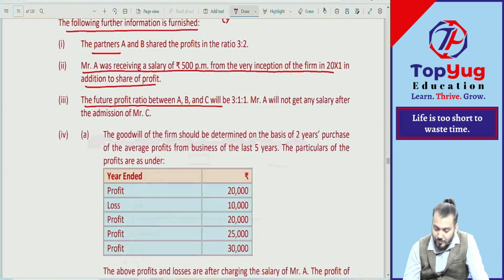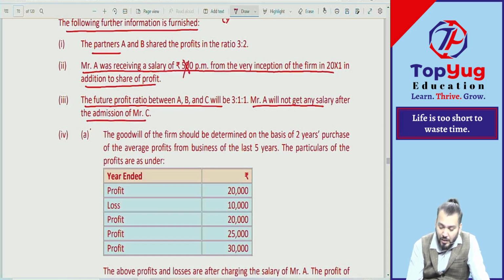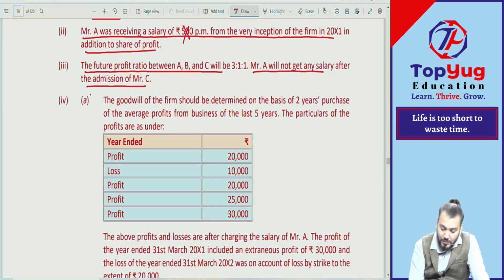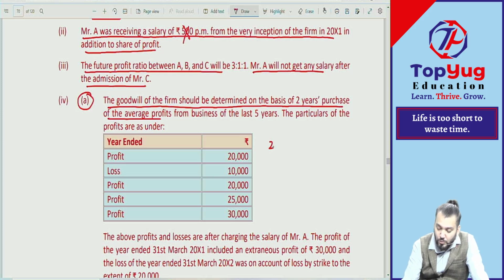Correct. Mr. A will not get any salary after admission of Mr. C. So the salary point is a catch. Now point number 4, point A: goodwill of the firm should be determined on the basis of 2 years' purchase of average profit. It means we'll do 2 multiplied by average profit. So we need to find out average profit. This is not the super profit method, it is the average profit method.